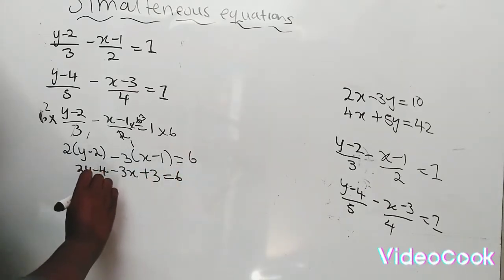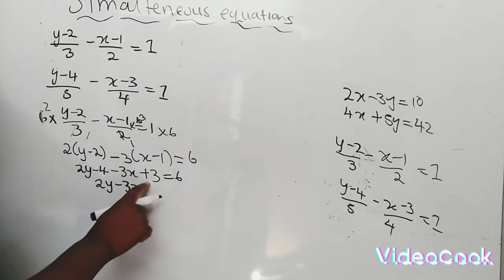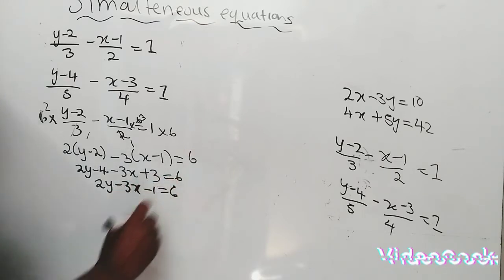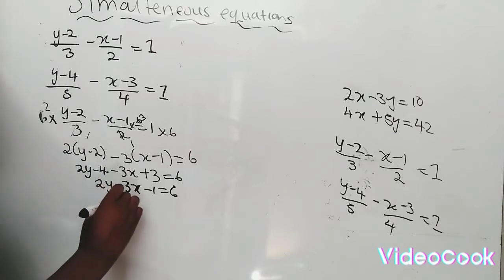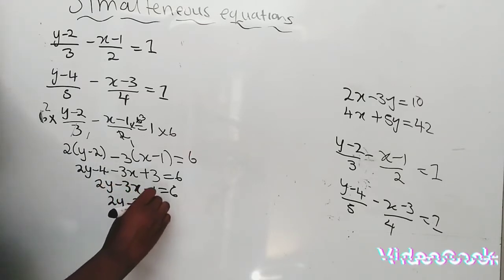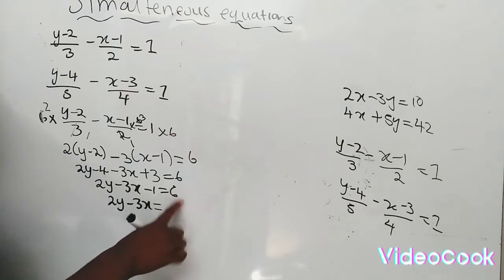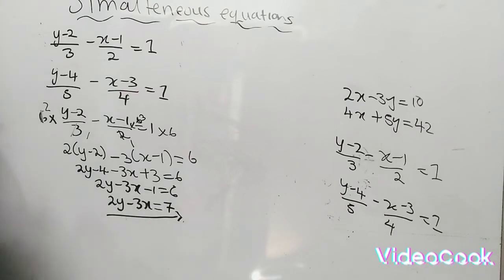So now I have 2y minus 3x minus 4 plus 3. I'll get a negative 1 is equal to 6. Taking the negative 1 to the other side, I will remain with 2y minus 3x is equal to 6 plus 1, which will become 7. So this then becomes my first equation, which is 2y minus 3x is equal to 7, right?